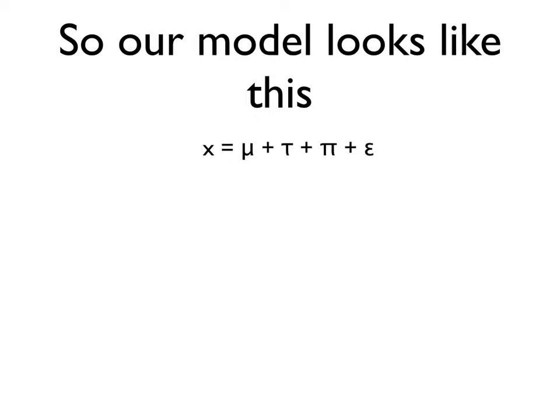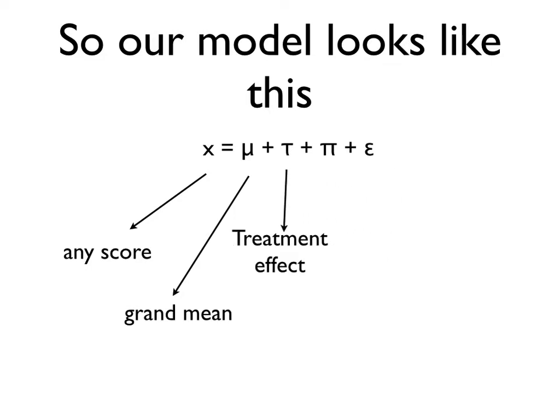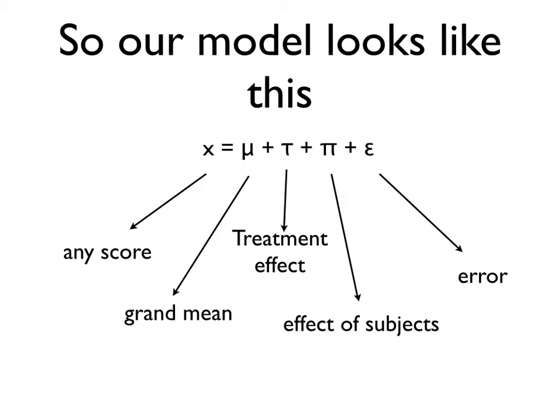X equals mu plus tau plus pi plus epsilon. So any score equals the grand mean plus the treatment effect plus the error. And of course, here's the new part, effective subjects. If we took that out, the pi, if we take that out, it's back to the same vanilla one-way analysis of variance I talked to you about 2.5 weeks ago, 3 weeks ago. It's right back to the same thing. But what we've done here is we're at the same subject, so we're just going to take that into account by putting this term in the model.